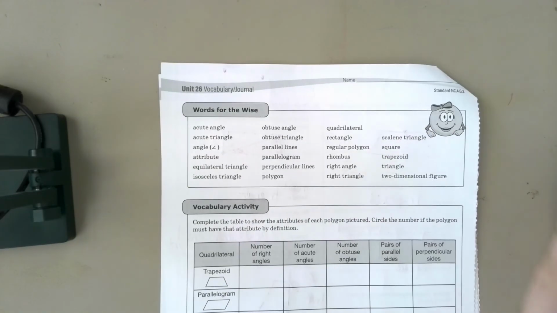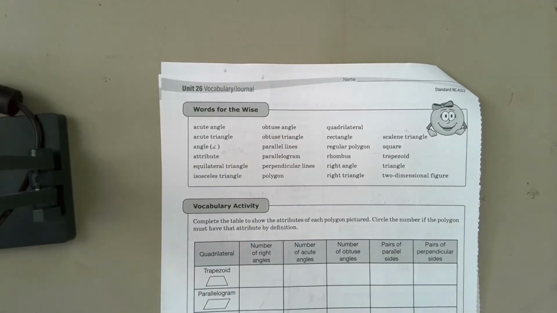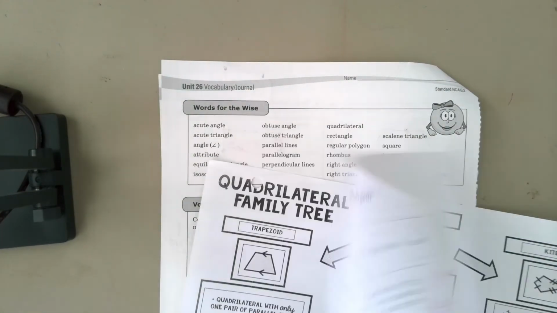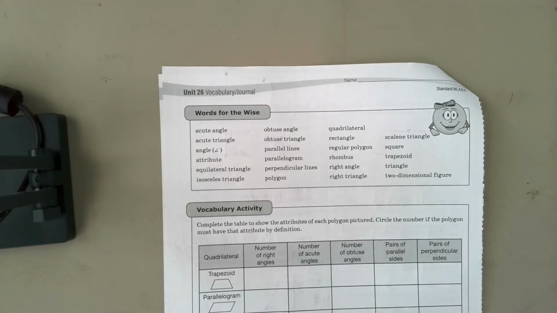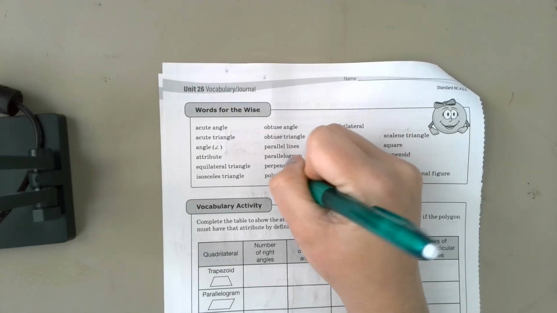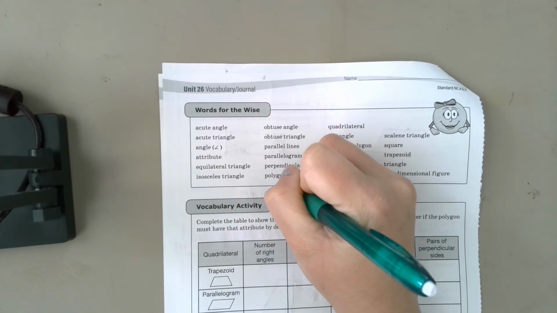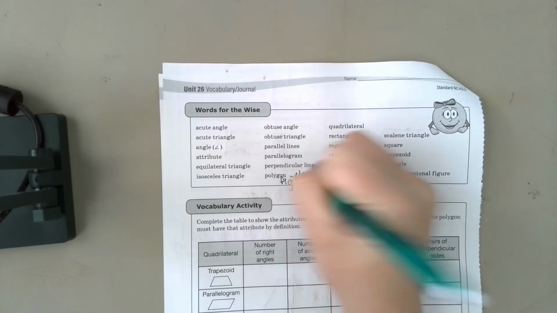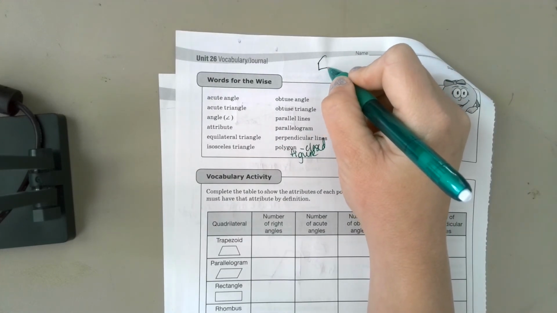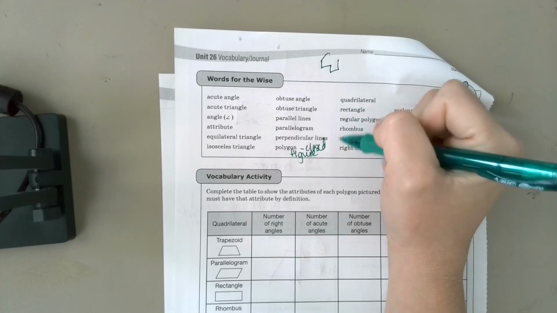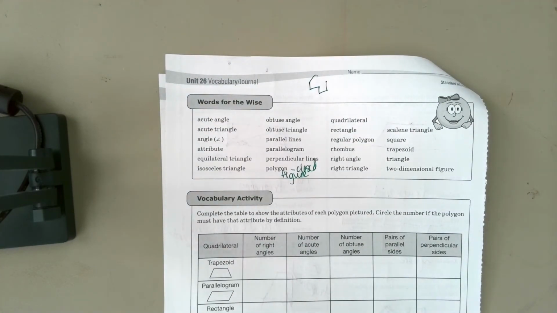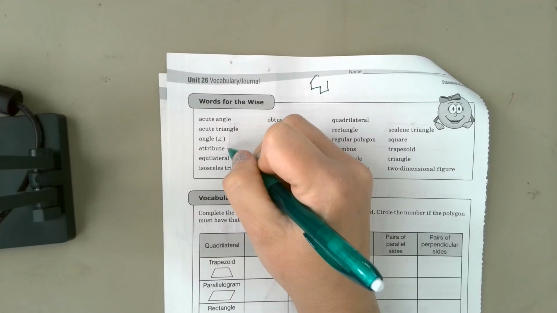And there is tons of vocabulary for this unit. However, if you have filled out the quadrilateral tree, the polygon page, the triangle page, almost all of those vocabulary words have been covered. I do want to go over just a few with you that may not have been covered. A polygon is any closed figure. Okay, so if it looks like that, it's not a polygon because it's got to be a closed figure.